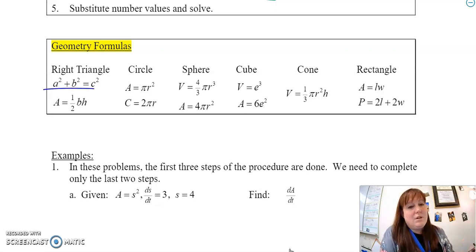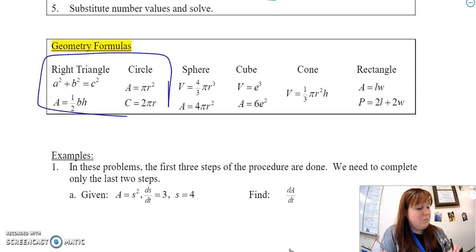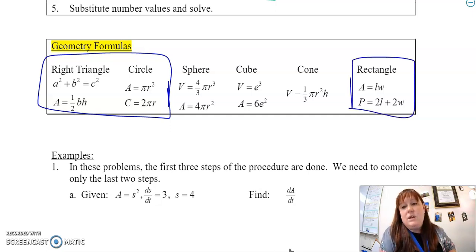Like a squared plus b squared equals c squared to find the sides of a right triangle, the area of a triangle, 1/2 base times height, area of a circle, circumference of a circle. These ones I feel like you actually probably should know and may not be given on the AP test because they're very, very simple geometry formulas. All the rest of them, oh, and this. Length times width is area, and perimeter is twice the length plus twice the width.